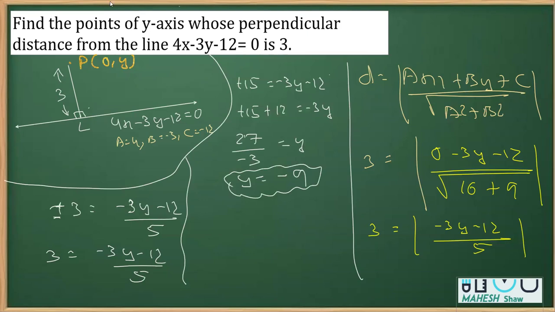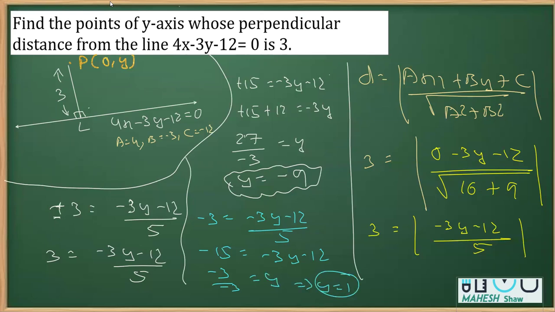Similarly, now taking the other value, we had two values here, that is 3 and minus 3. So it's going to be minus 3y minus 12 divided by 5 equal to minus 3. If I transpose, it's going to be minus 15 is equal to minus 3y minus 12. Minus 15 and plus 12 will give you minus 3. Minus 3 divided by minus 3 again, that comes out to be y as positive 1. So we got two values of y here, that is positive 1 and negative 9.